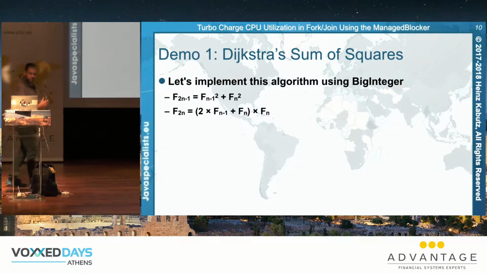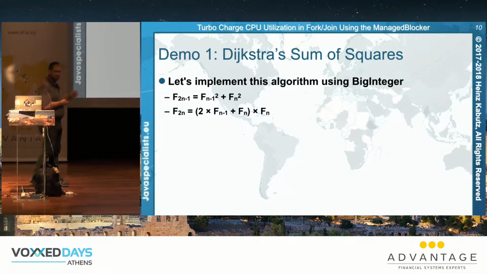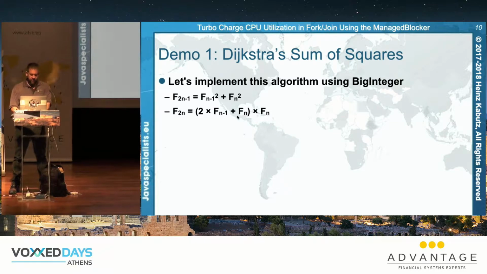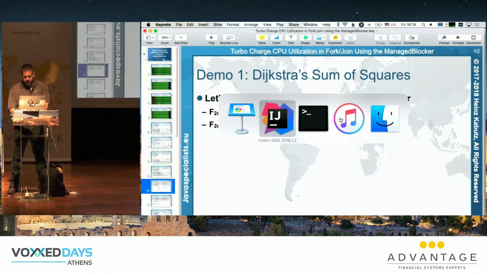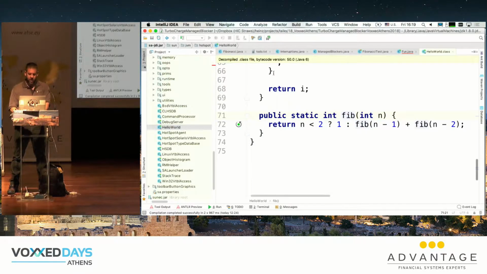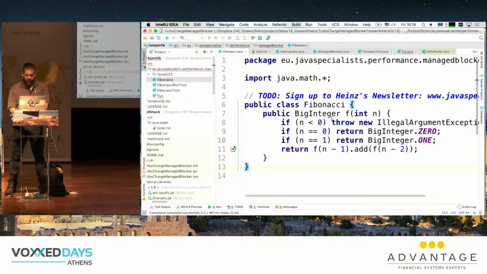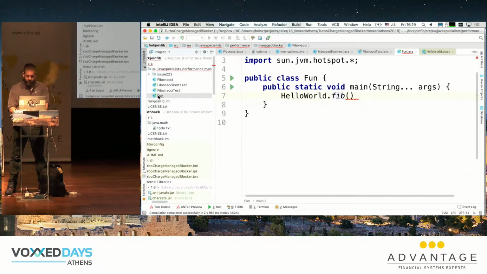Now, here's the algorithm. Let's implement this in Java. So what I want to do is to have f of 2n, if it's odd, I want to have one calculation. If it's even, I want a different calculation. Unfortunately, Java doesn't have operator overloading, so we have to write some code which is a bit ugly. Now this at the moment, let me just delete this.